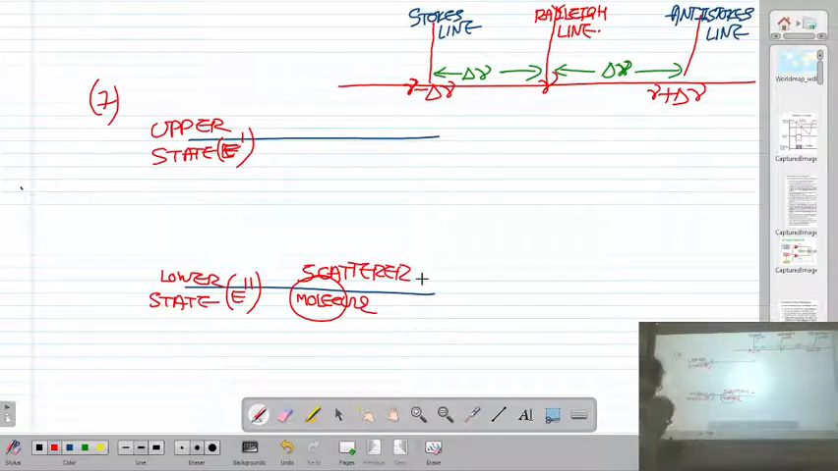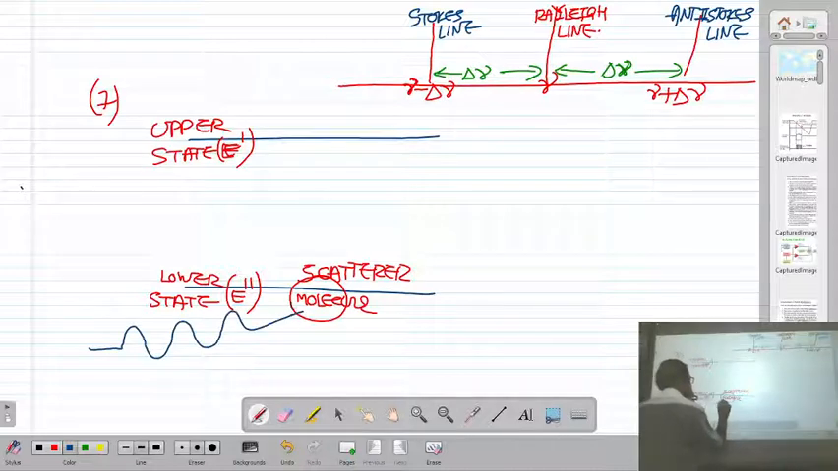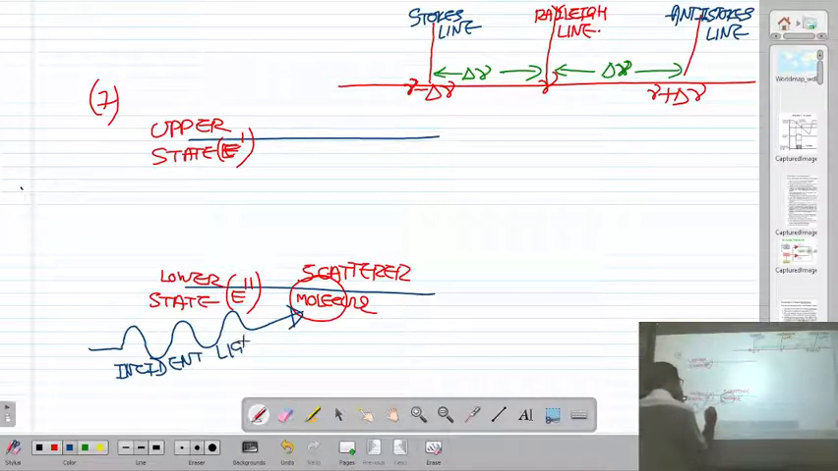Now, what will happen when a light photon is incident on this scatterer molecule?